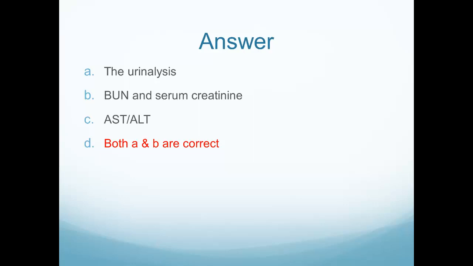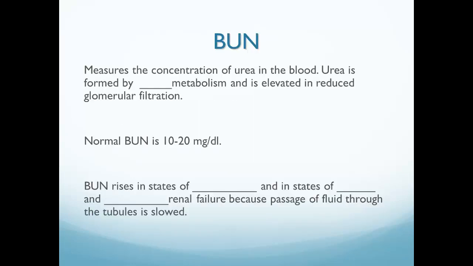Now, the serum BUN and creatinine are going to tell us about how well the kidneys are filtering these substances out. Remember, they're being made all the time, so there's a constant excretion of these things, and they will constantly be excreted by the kidney then. So let's talk a little bit about the BUN, and let's plug some things in here. The BUN measures the concentration of urea in the blood. Urea is formed by blank metabolism and is elevated in reduced glomerular filtration.